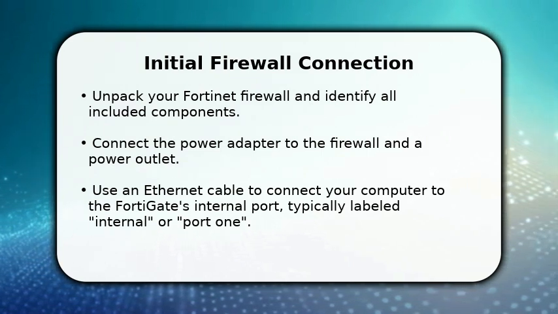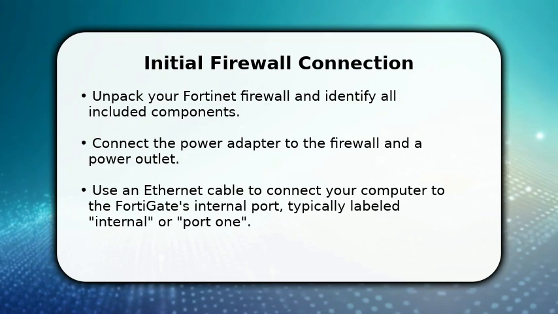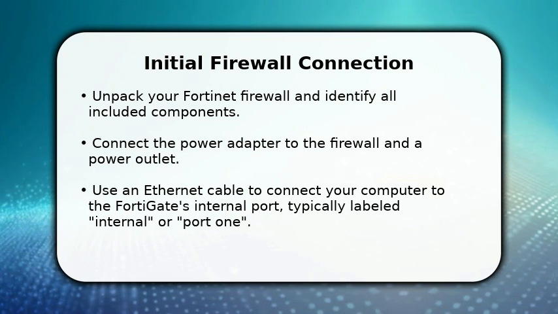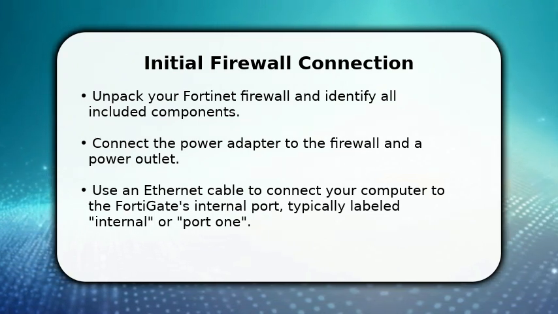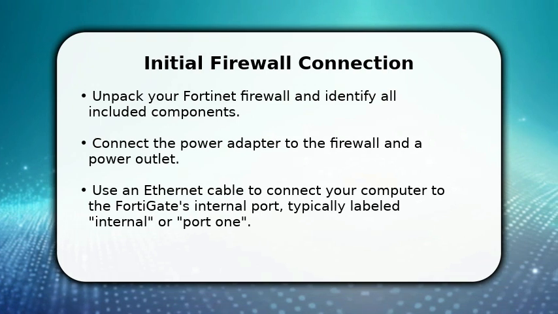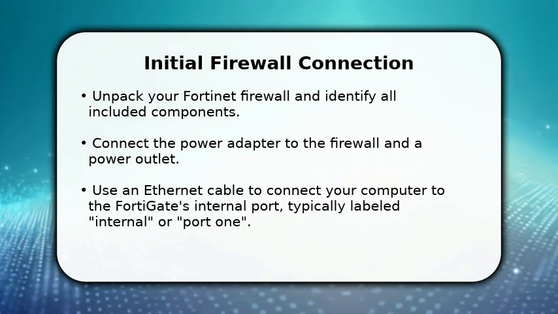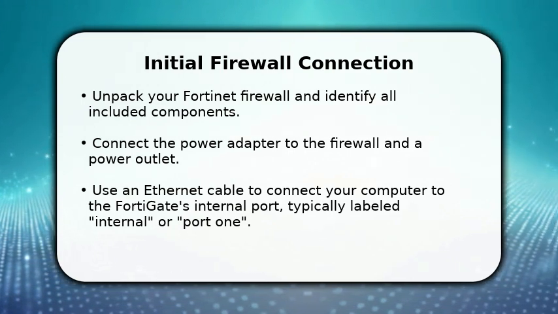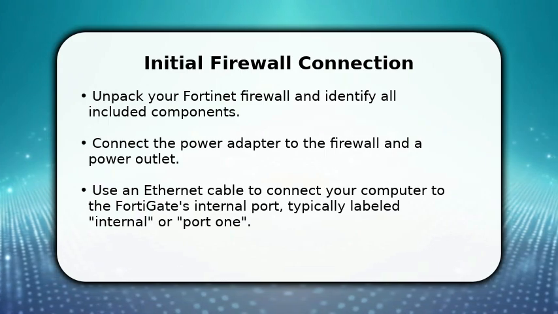Next, take an Ethernet cable and connect one end to your computer. Plug the other end into the FortiGate's dedicated internal port, often labeled Internal or Port 1, to establish a direct connection for initial setup. This ensures you can access the device's configuration interface.